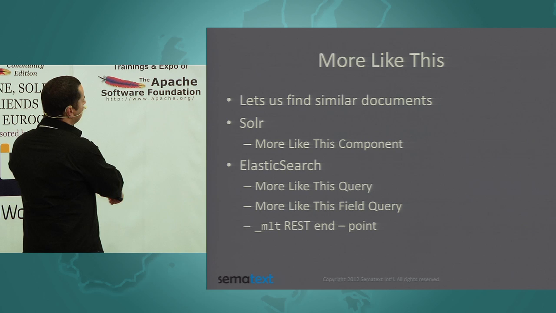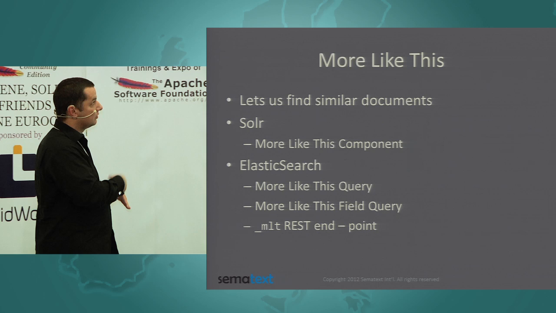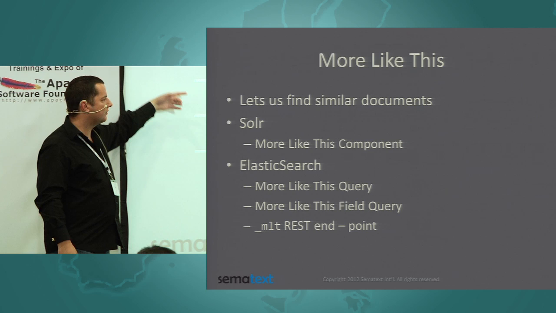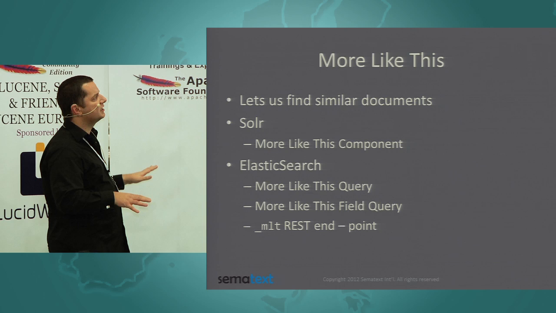More like this allows you to find similar documents. In Solr, there is a more like this component that can be defined as a component for your search handler, or can be configured as a standard handler. In Elasticsearch, you have two queries, more like this query, more like this field query, and the MLT REST endpoint to use the more like this functionality. You can do pretty much the same in both when it comes to more like this.